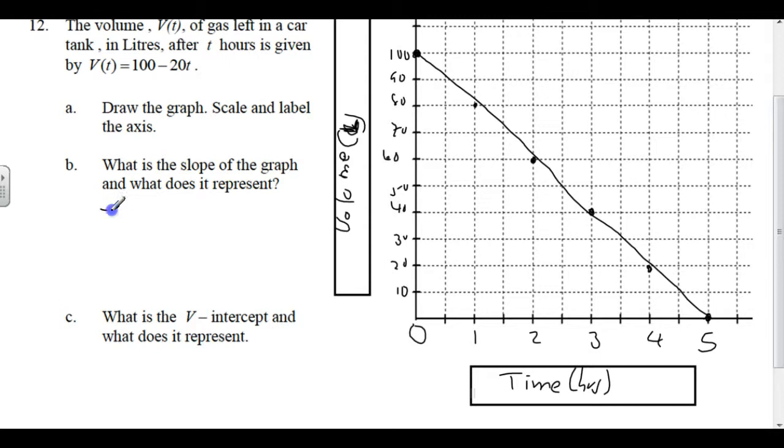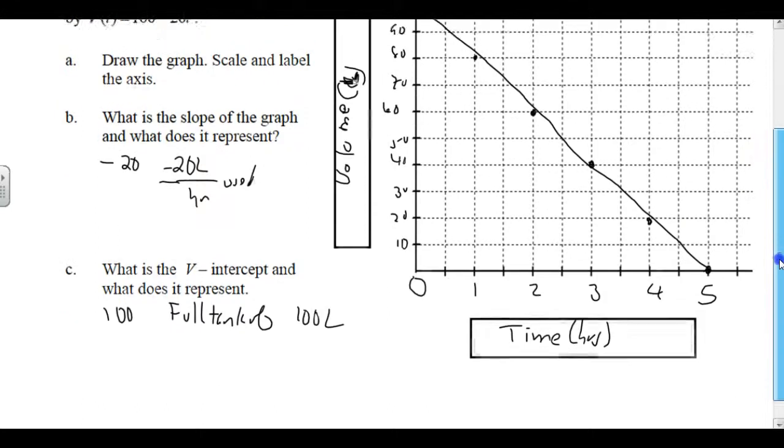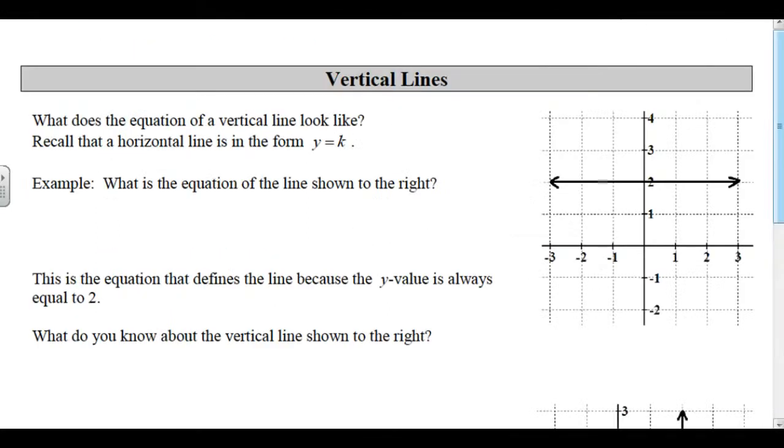What is the slope of the graph? It's minus 20. What does it represent? 20 liters per hour used. Really minus 20 liters per hour. What is the V-intercept? 100. What does it represent? Full tank of 100 liters. So now we're doing linear functions, but we've got a context with them.